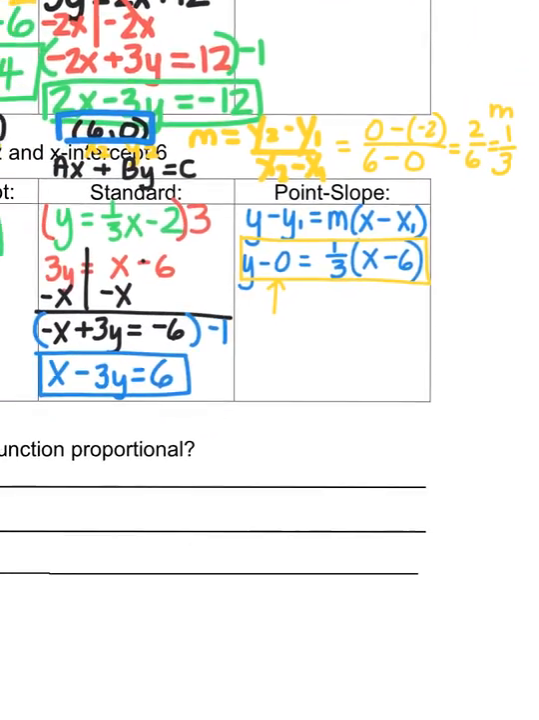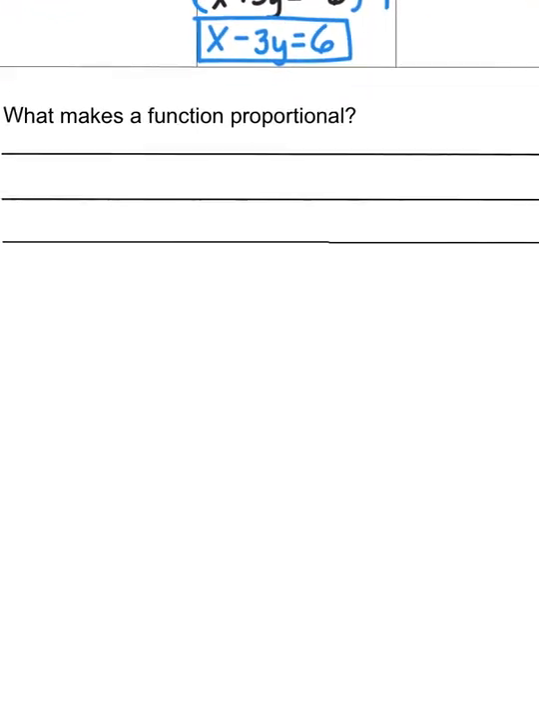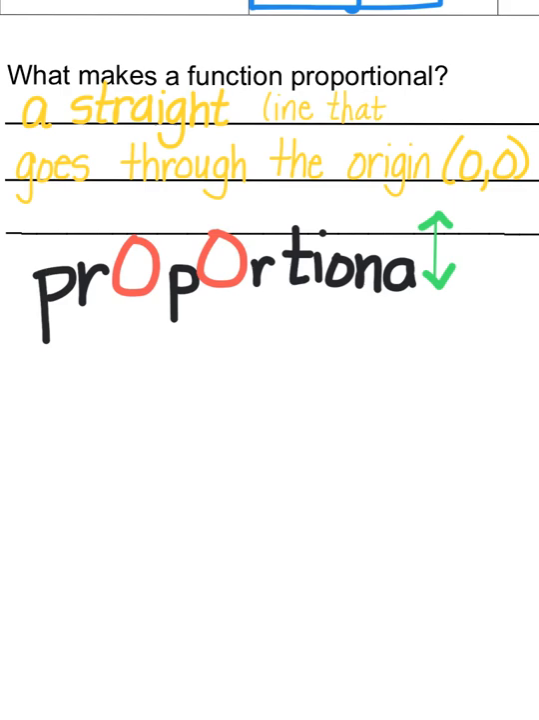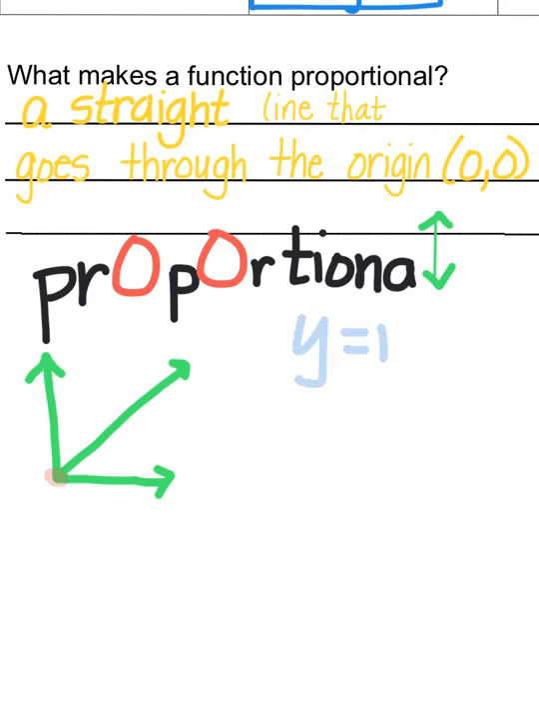Now, last question. What makes a function proportional? Please pause the video here. So here's a reminder that a proportional function is a straight line that goes through the origin. It goes through the point 0, 0. That means that instead of y equals mx plus b, the b will be 0. So the equation would look like y equals mx. I hope to discuss this more tomorrow with you, and the lesson is yours.